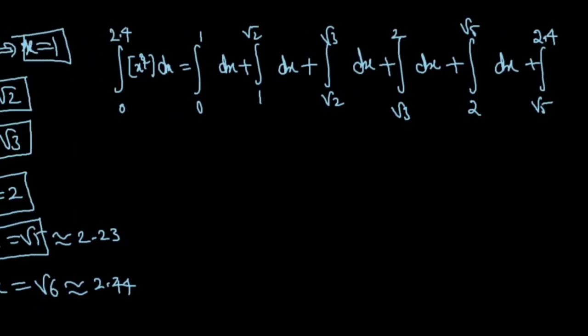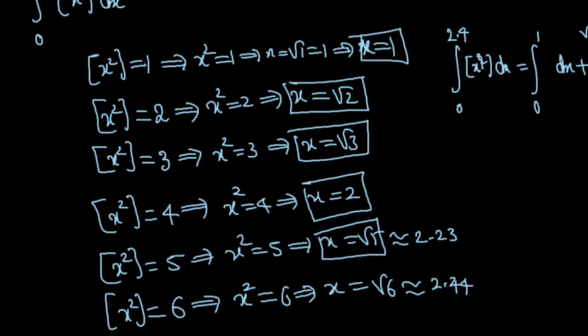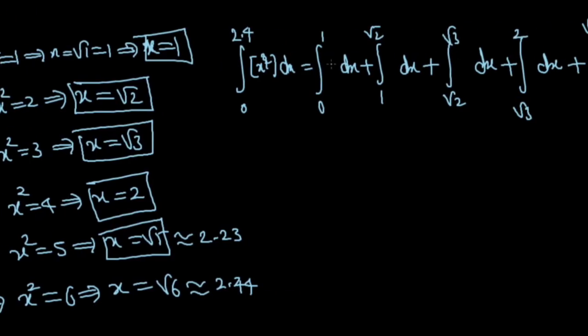So here, 0 to 1, exactly 1. At x equals 1, we are getting output 1. That means if input is less than 1, output will also be correspondingly less than 1. If I take the step function of a value less than 1, what will I get? 0. So this is 0. Clear? 1 to root 2.